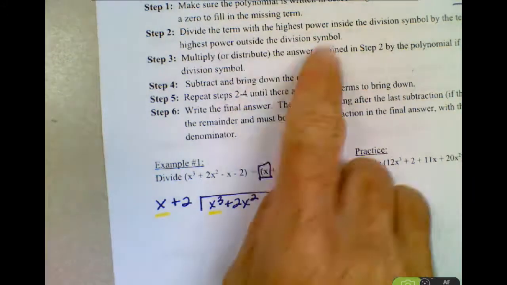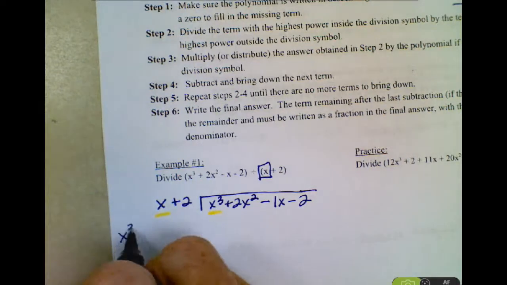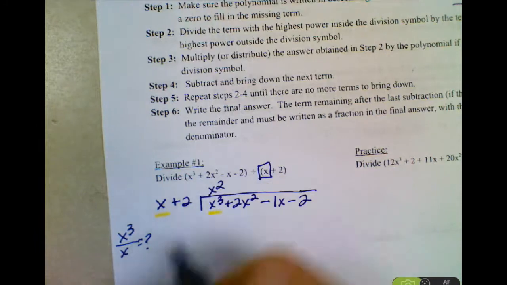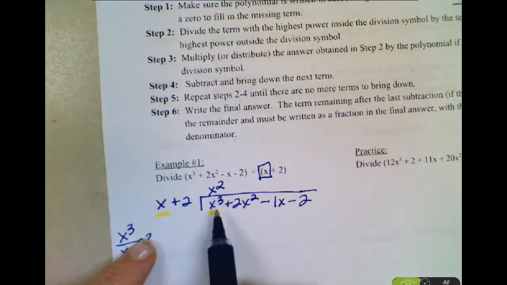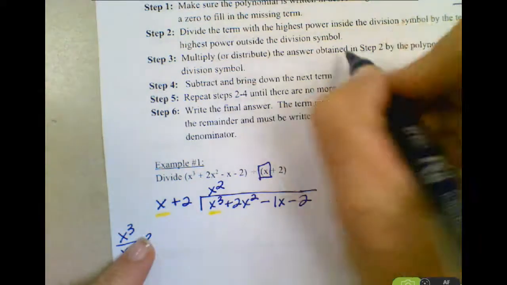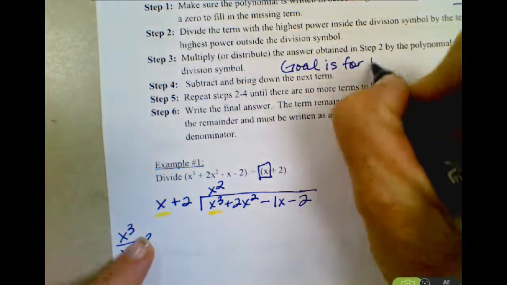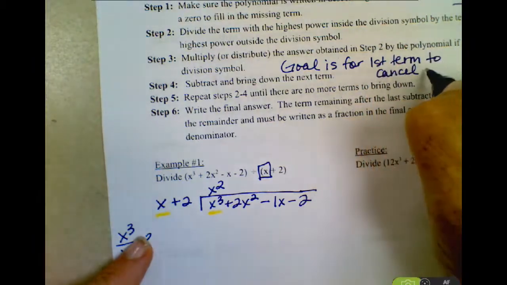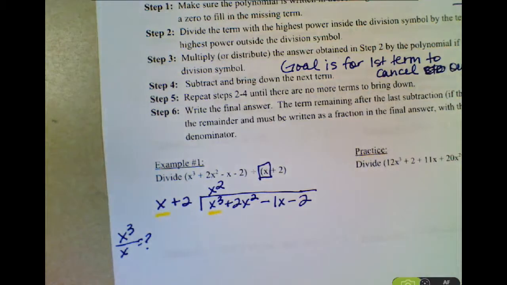And all I'm asking is, how many times does x go into x to the 3rd? Meaning, x to the 3rd divided by x equals what? And of course I know that that's x squared. So that's what you want to check. x times x squared gives you x to the 3rd. You always want that first term, every single step, to cancel out. So your goal every step is for the first term to cancel out. Okay?